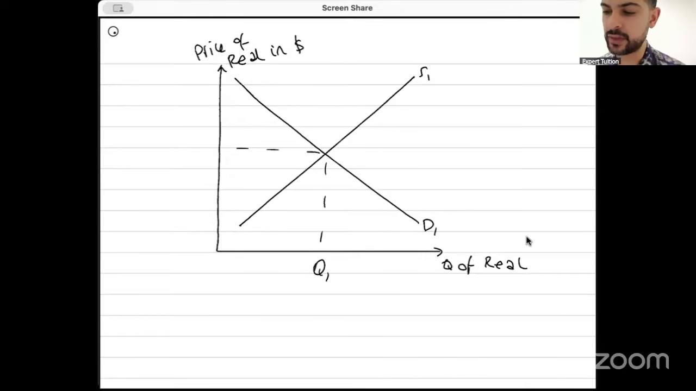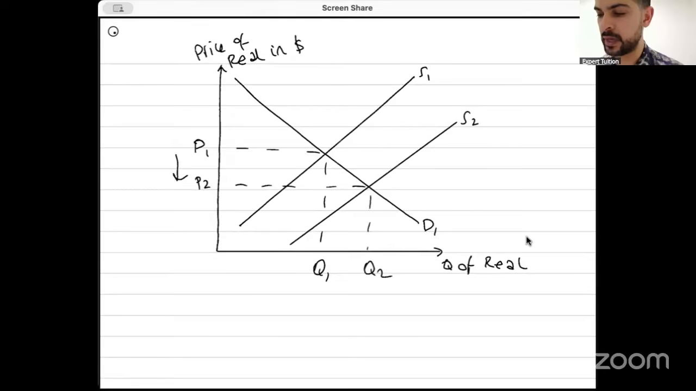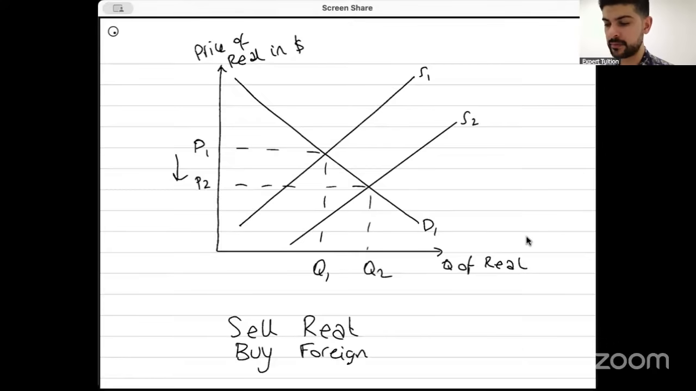So I need to shift supply outwards. Because if I shift supply outwards by selling it, can you guys see the currency gets weaker? It devalues. Okay. And this is Q2. So if I'm selling a real, I have to be doing the opposite with my foreign reserves. In other words, the Brazilian central bank will be buying foreign reserves.